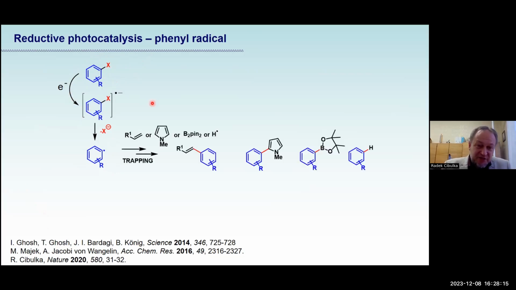And this is very helpful because if we have phenyl radical, it can react with different types of species, for example, with double bonds, with heterocycles, and with other compounds to produce novel CC bonds. CC bond here to heterocycle, C-boron bond if we are reacting with boronic compounds, or we can even reduce this aromatic species to form the free benzene ring. And this can be helpful when we control such types of reactions.